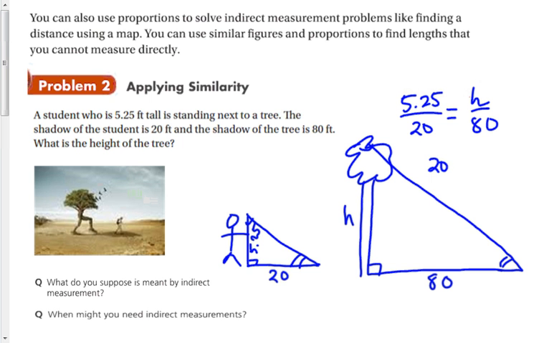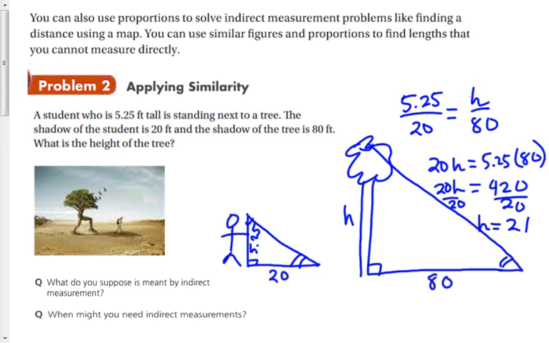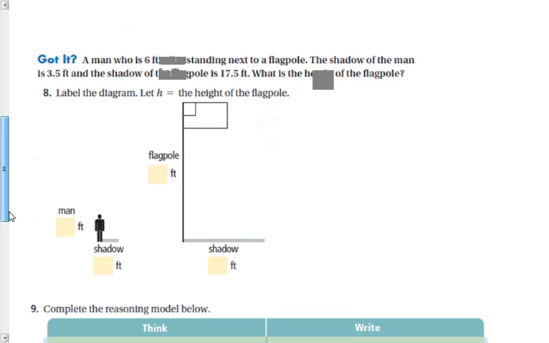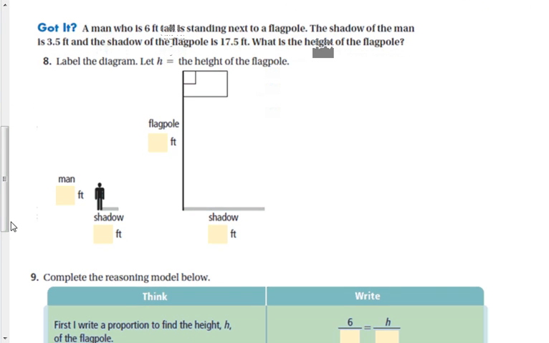Using cross products, we get 20 times H is equal to 5.25 times 80, and 5.25 times 80 is 420. Divide both sides by 20, and I get H is equal to 21. So the height of the tree is 21. All right, and that's called an indirect measurement because we measure the height of the tree without directly measuring up the tree trunk how high it is. All right, I'm going to let you try that.